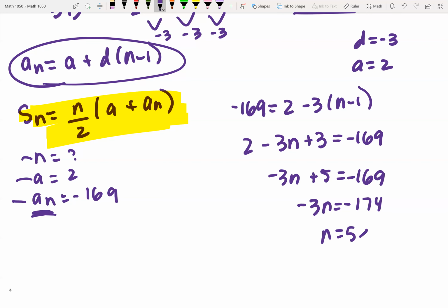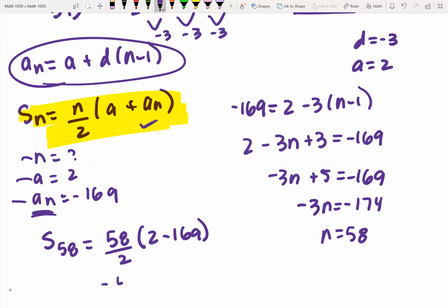So now I know there are 58 terms, so now I can use this. The sum of the first 58 terms is 58 divided by 2. First term is a 2, last term is negative 169. Guys, you have to show all that work. So be so clear and tidy and all that wonderful stuff. Put that in my calculator, and I get negative 4,843, and that's it. Okay? All right, number 32.